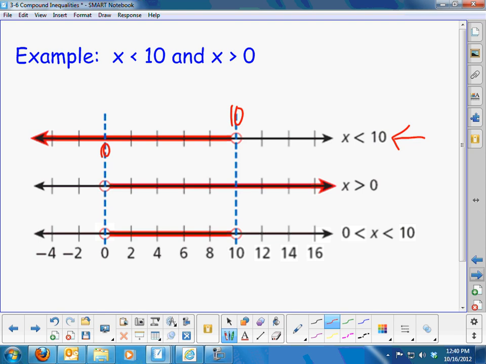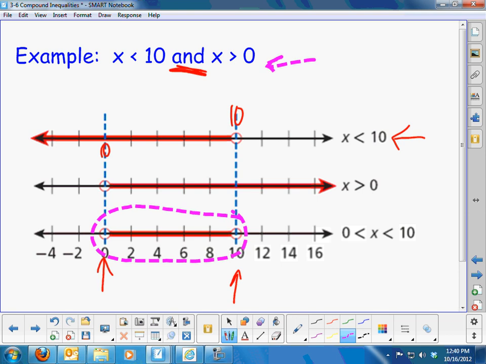But because this is an and statement, I want numbers that satisfy both. So that's where these dotted lines come in, right here and right here. They're acting as the boundary for where the two simple inequalities overlap. And where those two inequalities overlap is this area right in here. So that is the solution to this inequality up here, or those two simple inequalities. Okay?